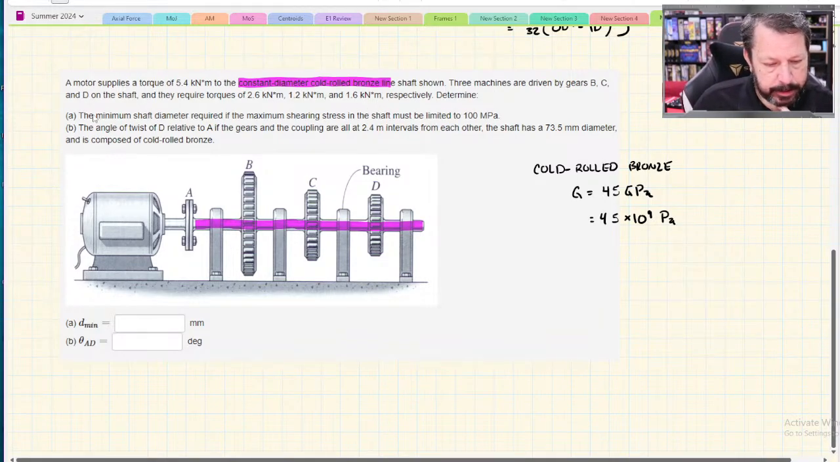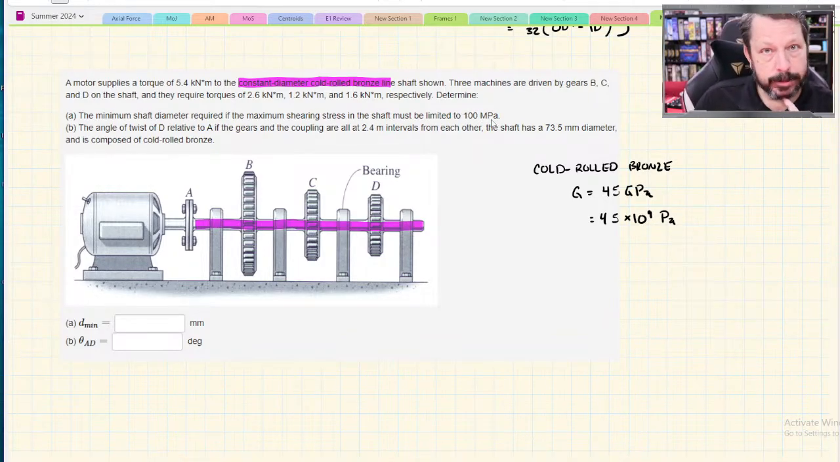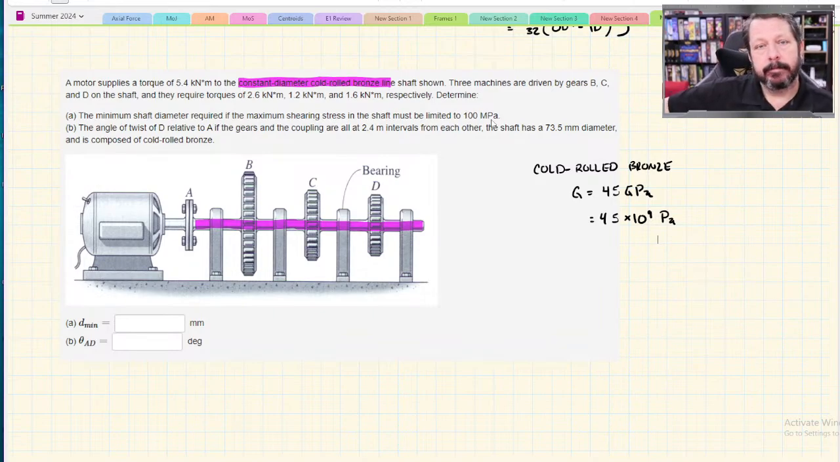So we have to determine the minimum shaft diameter required if the maximum shear stress is limited to 100 megapascals. So basically we know the upper limit, or our allowable shear stress, is 100 megapascals. One of these sections of the shaft is going to have the highest stress, and that's the one that drives the diameter size for the whole thing, because it's a constant diameter shaft. So we don't have to go find individual diameters for each section. We just find the worst case section and design for that one. And that's relatively common too. It makes it simpler to deal with.